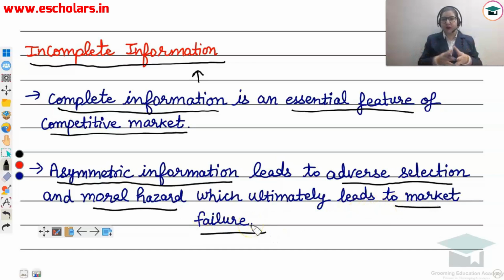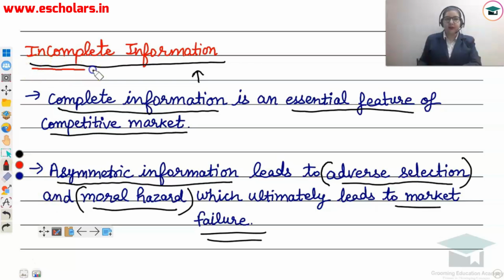Now in the later phase of the video, I will let you know what adverse selection and moral hazard are. But for now, just remember that due to asymmetric information, adverse selection and moral hazard occur in the market, which leads to market failure. Due to adverse selection and moral hazard, the market is not able to properly allocate the resources, which leads to market failure.